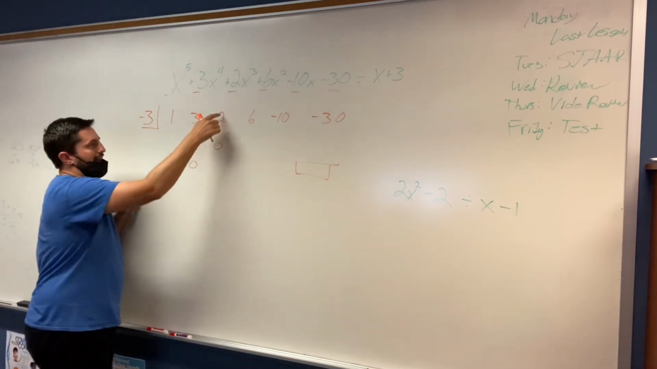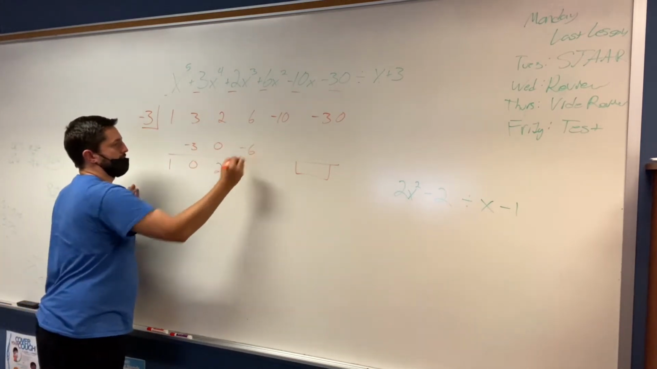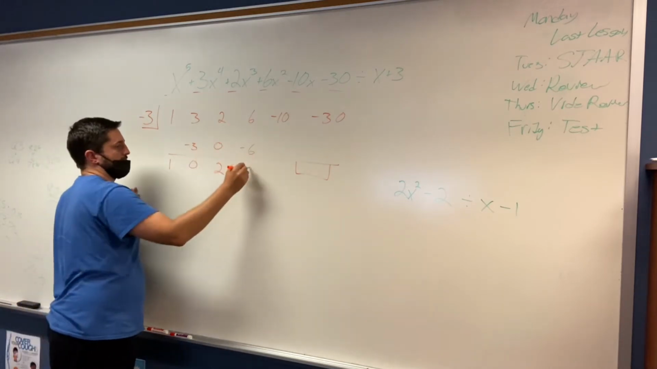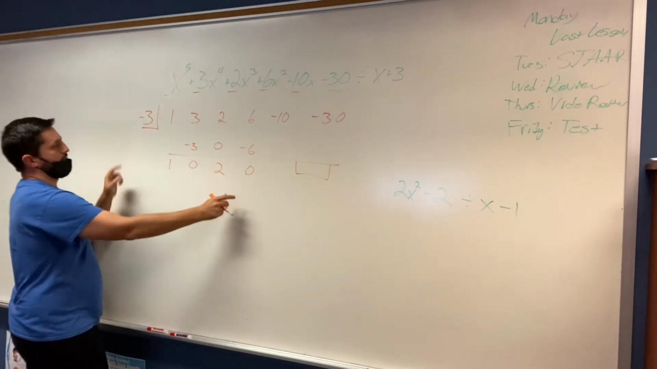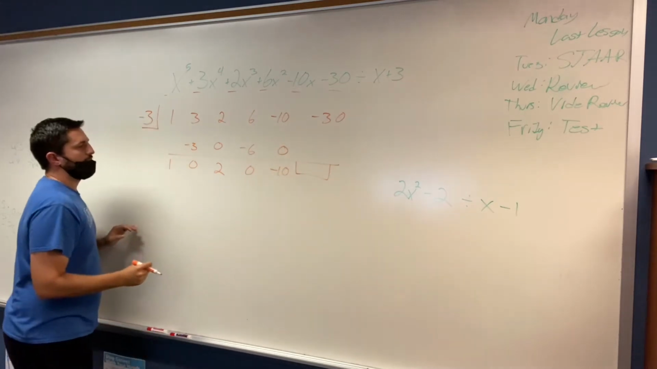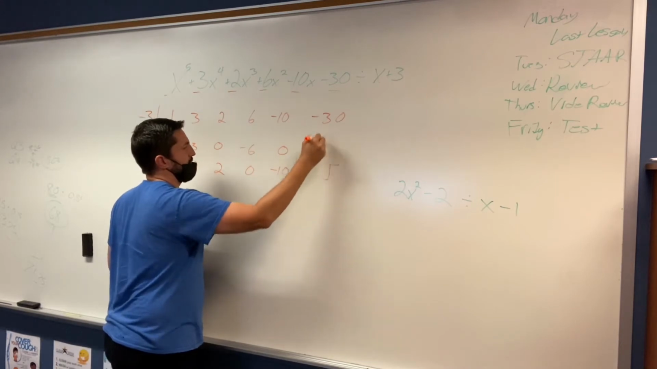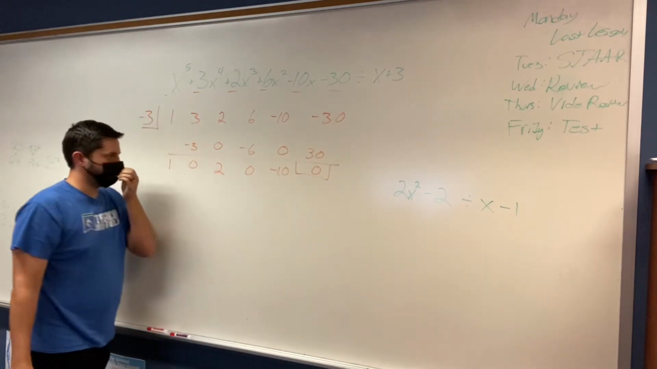Love it. Add down, 2. Multiply. Add down, multiply. Add down, hope that we get a 0 at the end. -3 times -10 is a +30 for 0. Bing, bing, bing, bing. Wow.